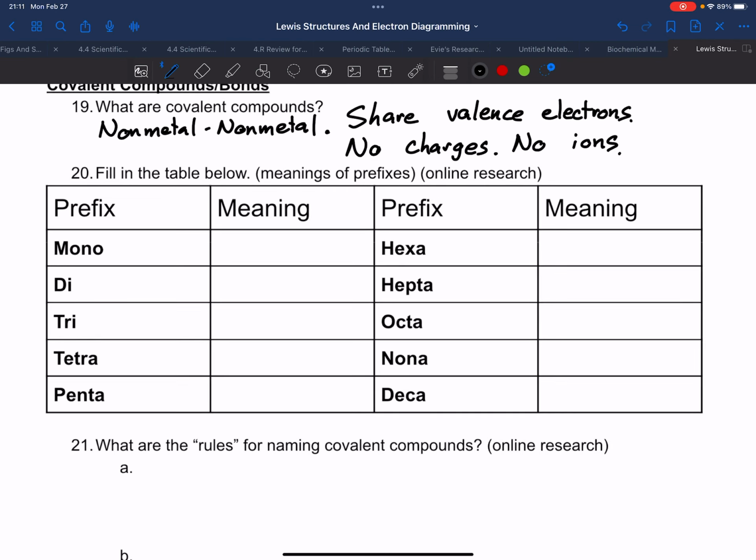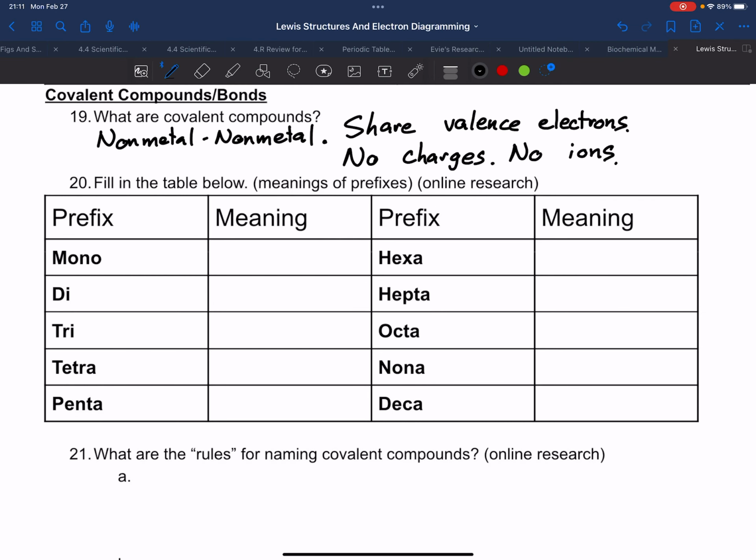Now, a difference in covalent bonds is this next number 20. We have to worry about prefixes. It's just the rules of chemistry that when naming ionic bonds, we don't use prefixes. However, with covalent compounds, we do use prefixes. And so really easy here. They're in order, but the prefixes are given on the left, and the meanings I'm going to write in here. Just copy them down and put them into your own notes as follows.